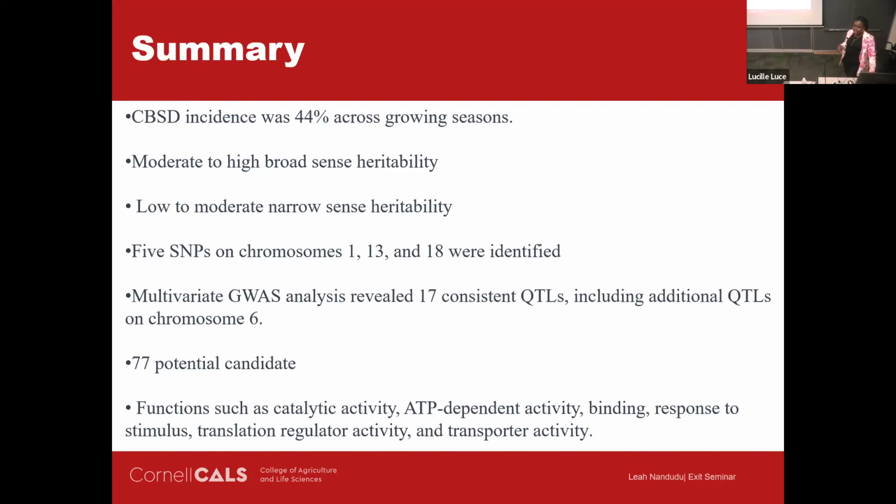So that shows that while with genomic selection there've been genetic gains from a disease perspective, the disease is still occurring in the population. And we also had moderate to high broad sense heritability estimates. That's good. Low to moderate narrow sense heritability estimates. 77 functional genes, potential candidate genes were found. The activities again help in symptom severity within the plant.